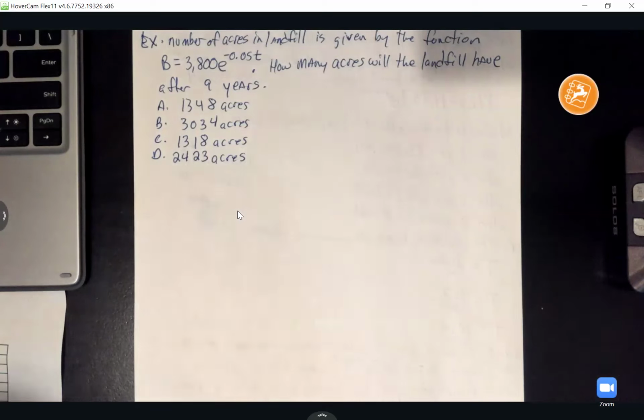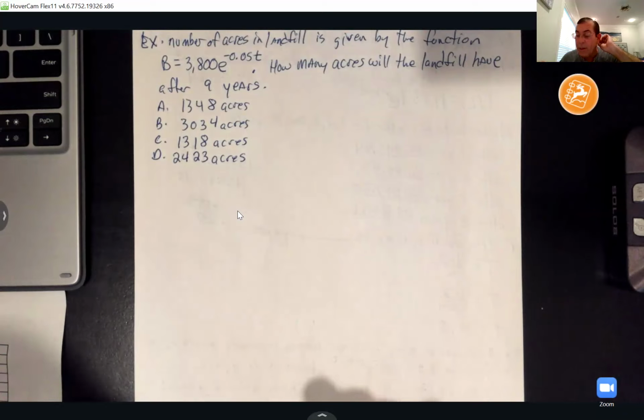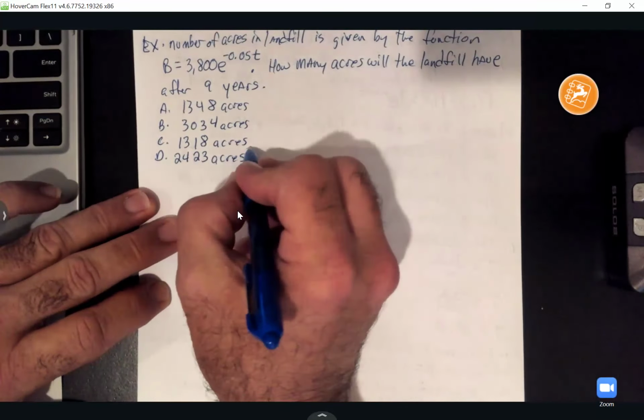D, 24. Is it D? Oh, y'all say D is in dog or B is in boy? D is in dog. D is in dog. Perfect.